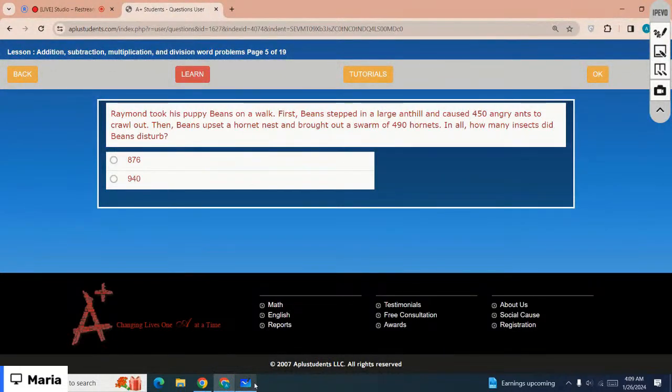Okay, Raymond took his puppy Beans on a walk. First, Beans stepped into a large anthill and caused 450 angry ants to crawl out. Then Beans upset a hornet nest and brought out a swarm of 490 hornets. How many insects did Beans disturb? So, which is the correct option?